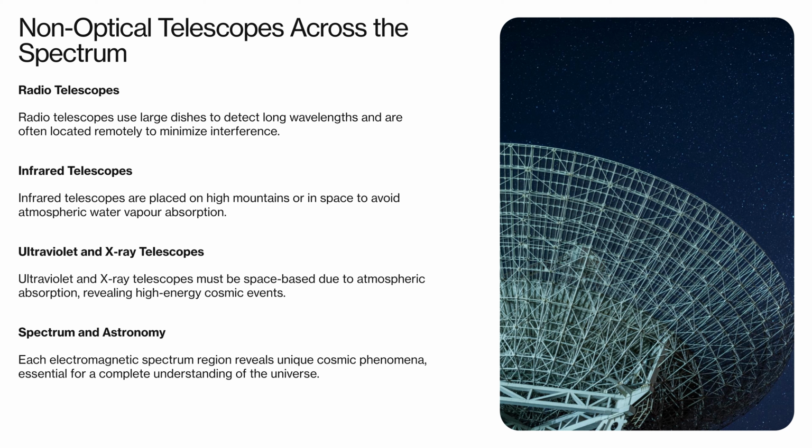Infrared telescopes are often placed on high mountains or in space to avoid absorption by atmospheric water vapor. Ultraviolet and X-ray telescopes must be space-based because these wavelengths are absorbed by the Earth's atmosphere. Each region of the electromagnetic spectrum reveals different physical processes, such as cold gas clouds in radio astronomy or extremely high-energy events in X-ray astronomy.